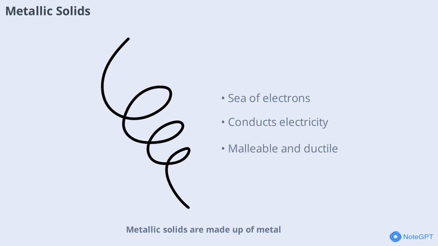Metallic solids are made up of metal atoms surrounded by a sea of delocalized electrons. This unique structure allows metals to conduct electricity and heat efficiently. The flexibility of the electron sea also makes metals malleable and ductile, meaning they can be shaped without breaking.